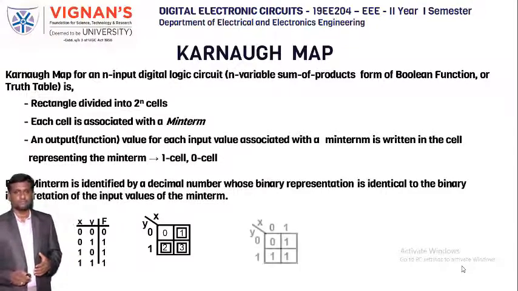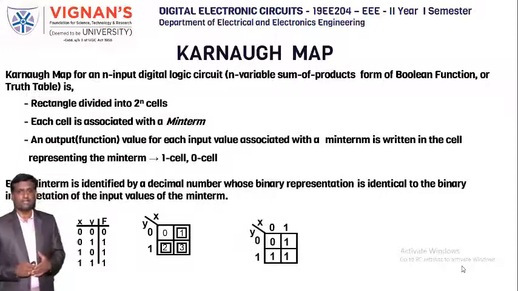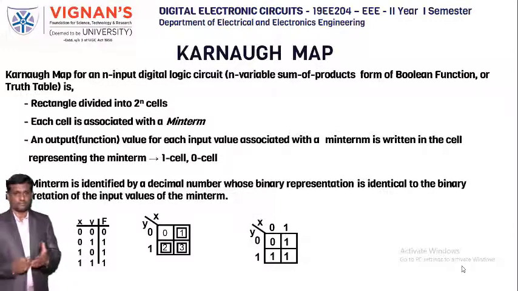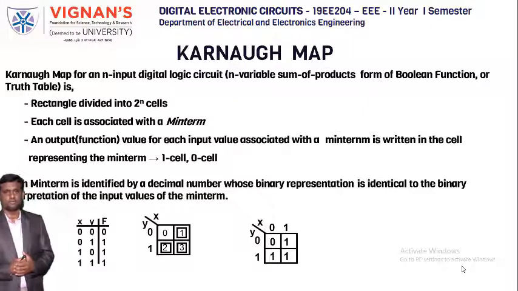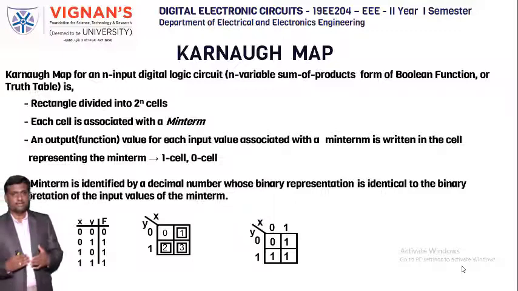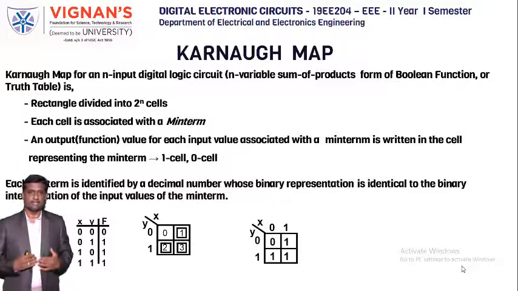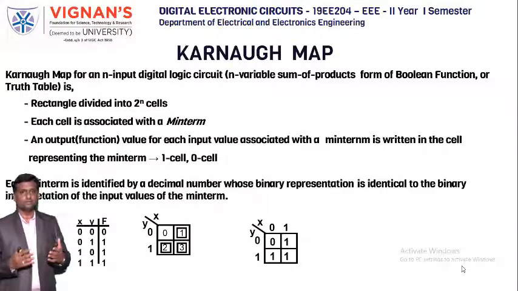Here the number of variables are 2, that's why the number of cells are 2 squared, that is 4. So 4 cells are represented in the K-map of 2 variable. Again it consists of 2 rows and 2 columns. Those 4 cells are divided into 2 rows and 2 columns.